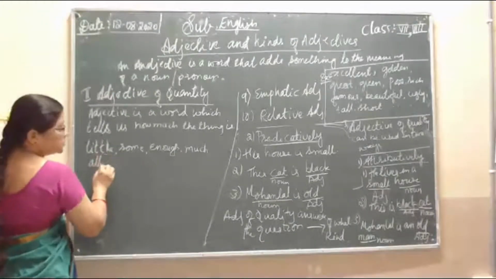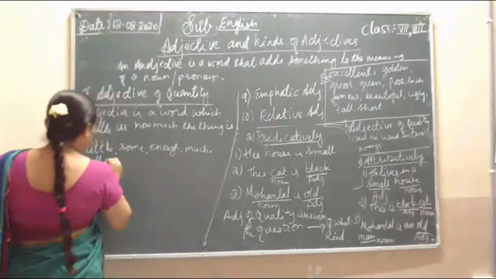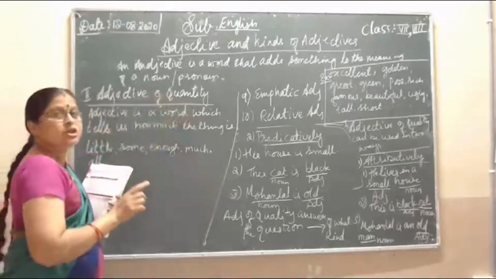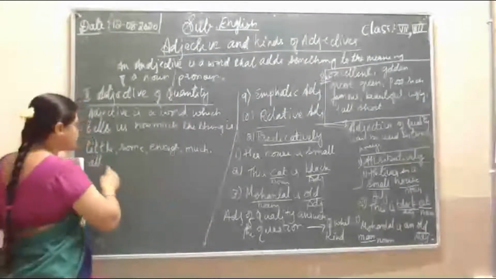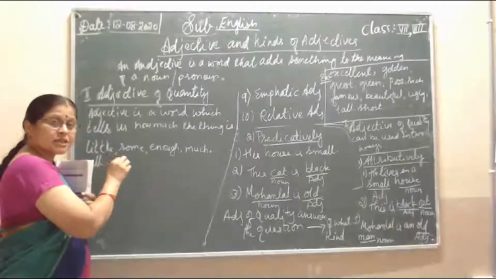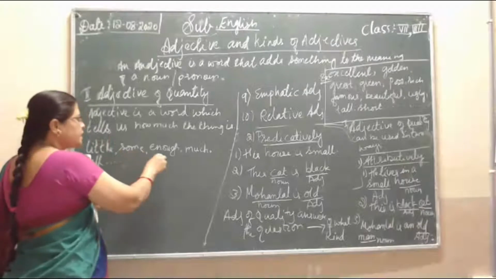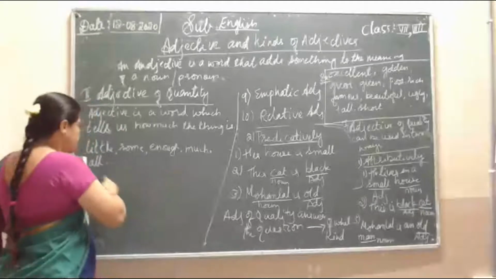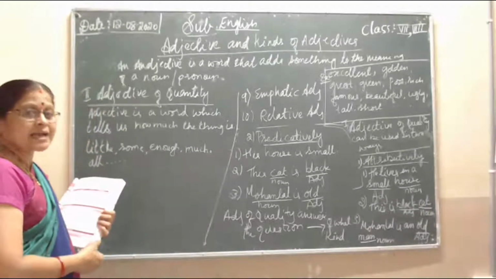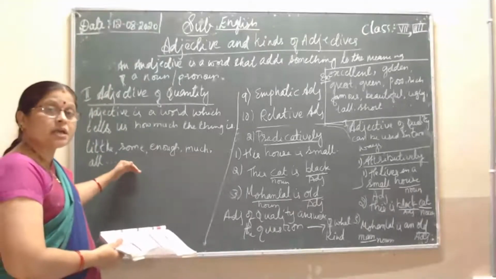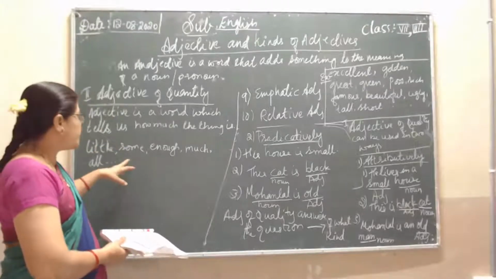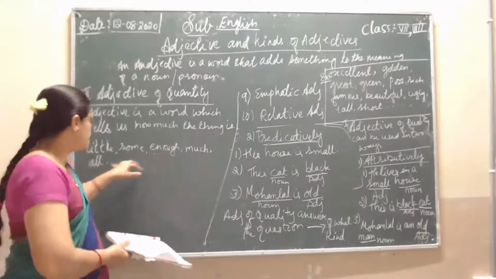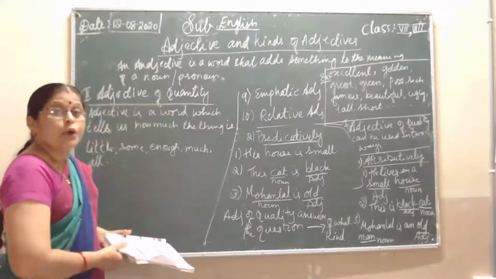All are adjectives of quantity. Exactly, we don't measure it. We don't know exactly how much it is, but we say there is a little thing, something, enough. We use enough, much, and all. These are not exactly measured, whereas number, which is the third adjective, is exact. But here we say that very little, some, enough, much, and all are the adjectives of quantity.